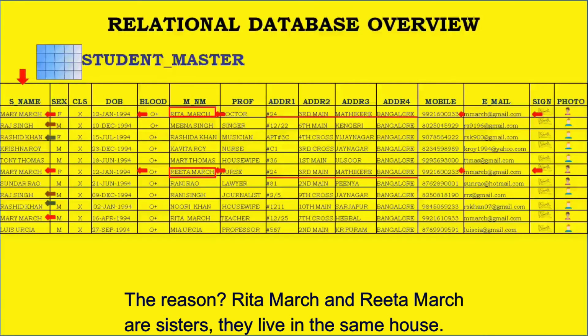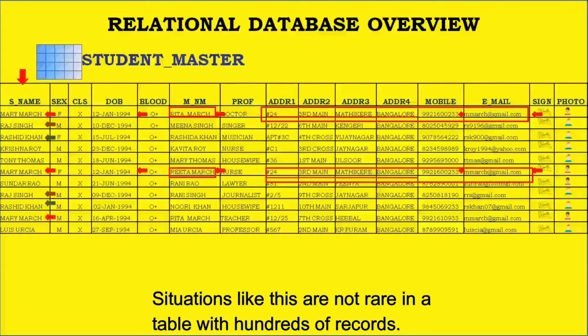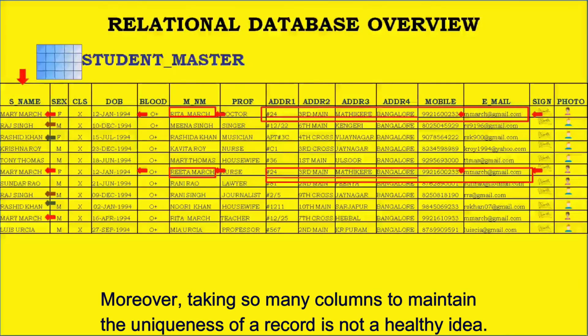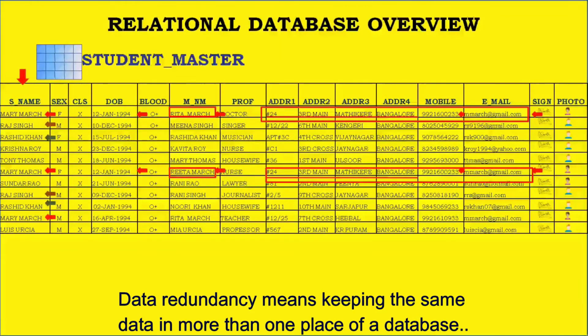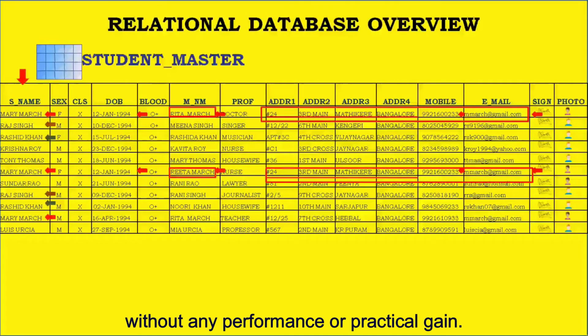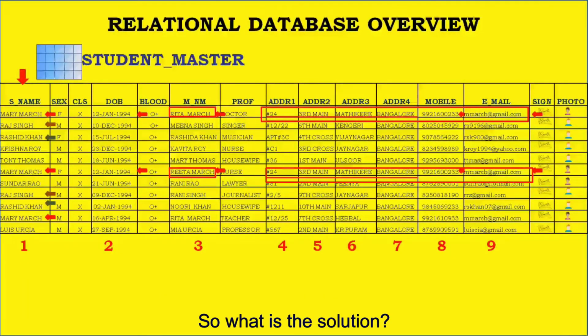They live in the same house. So for their ease of communication, they share the same contact details. Situations like this are not rare in a table with hundreds of records. Moreover, taking so many columns to maintain the uniqueness of a record is not a healthy idea, as it will increase the data redundancy. Data redundancy means keeping the same data in more than one place of a database without any performance or practical gain. In this case, more than 9 columns will have to be duplicated in many tables as an identifier for a row. So what is the solution?